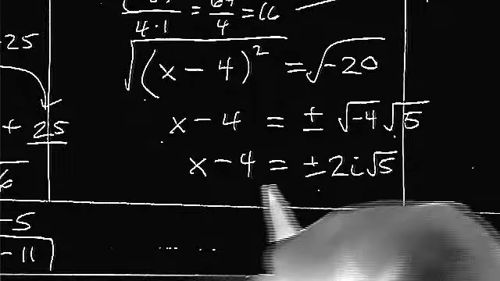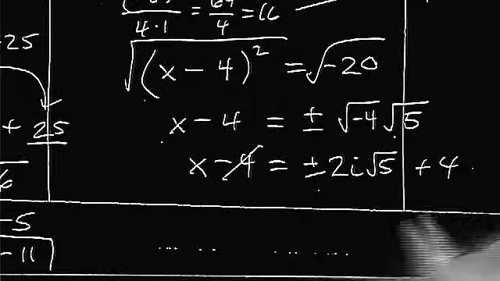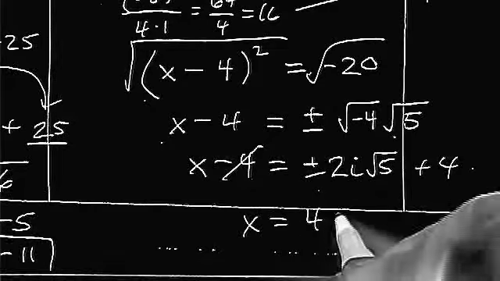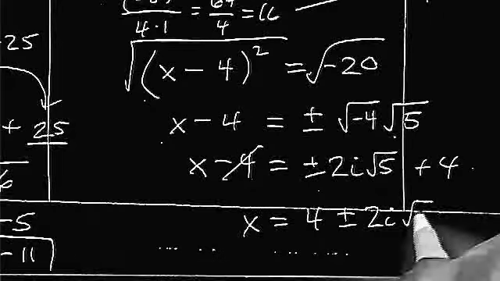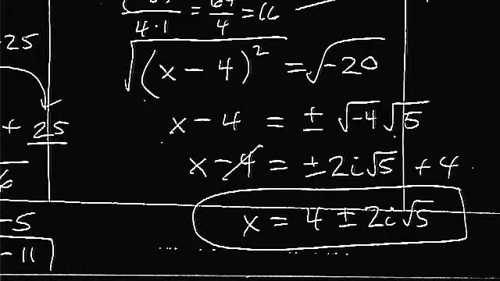Last thing we need to do is add the 4 to the other side. And so we end up with 4 plus or minus 2i radical 5. I can't add those together because one's a real number, one's an imaginary number, so I'm going to leave that complex number alone.